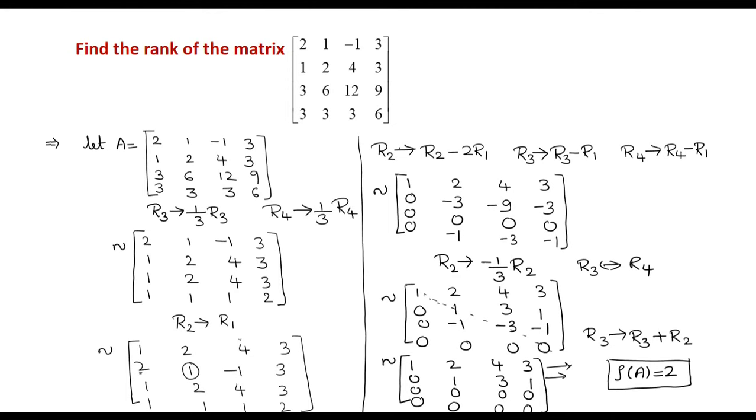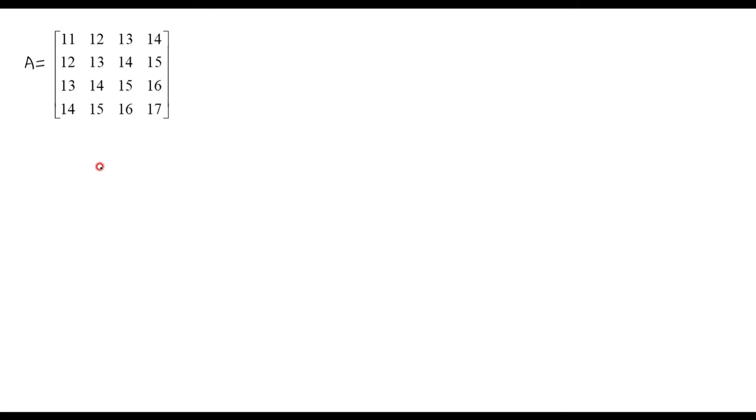We'll take one more similar example. So this is the given matrix A. Now here, since the elements are bigger numbers, I'll first reduce this matrix to smaller numbers. Note that the differences between the rows are the same. As we have to use R1 for the first transformations, I will take R2 changes to R2 minus R1. Similarly, R3 will change as R3 minus R1, and R4 will change as R4 minus R1.